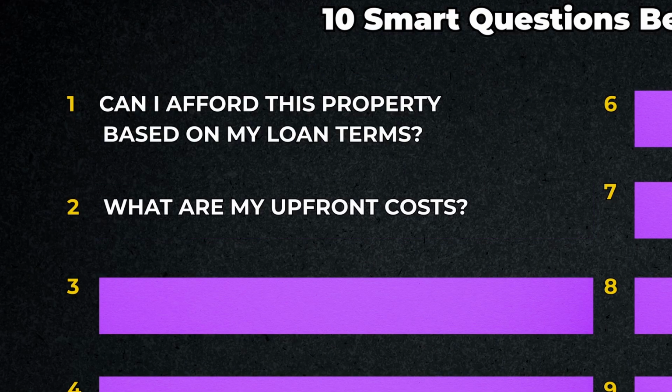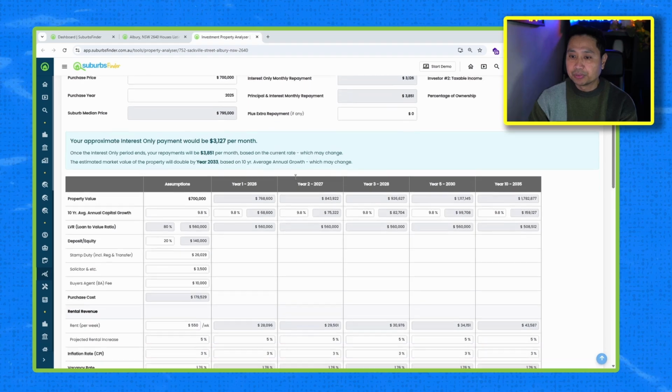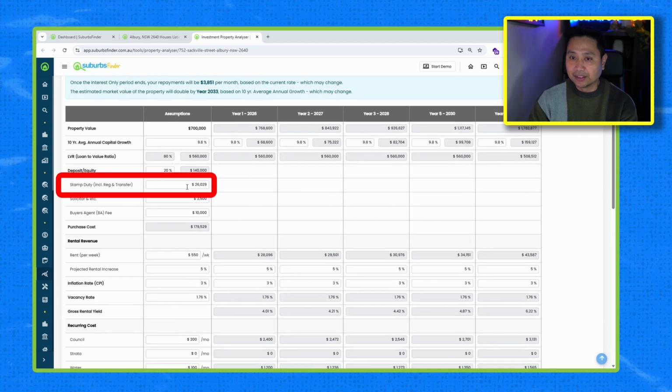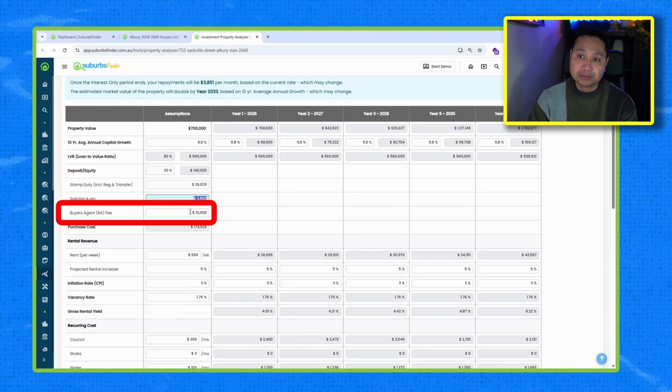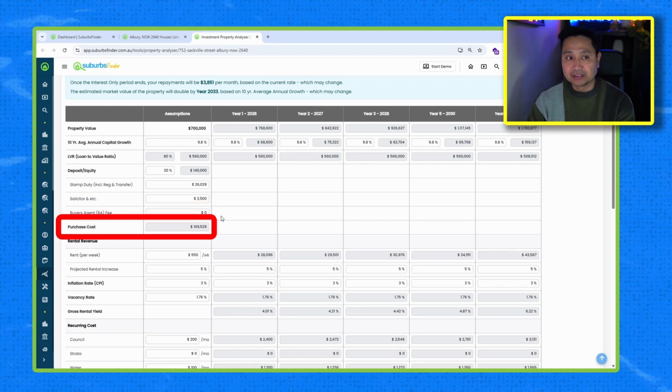What are my upfront costs? Stamp duty is automatically calculated here. And I'll add solicitor's fee. And if we're using a buyer's agent, we can add a buyer's agent fee here. But for this example, let's just make this 0. This gives us our total upfront cash required to purchase the property.